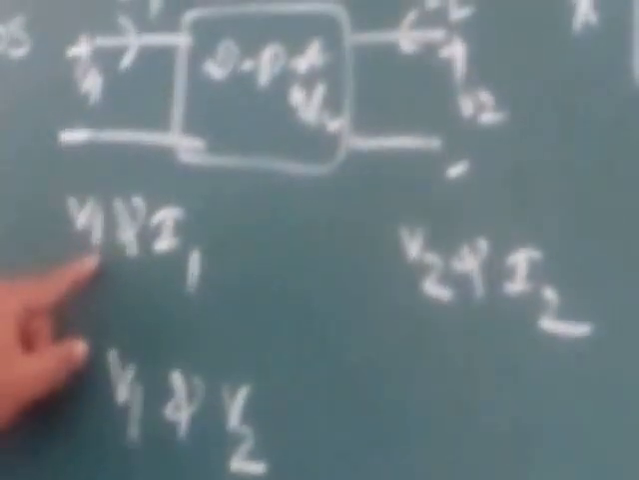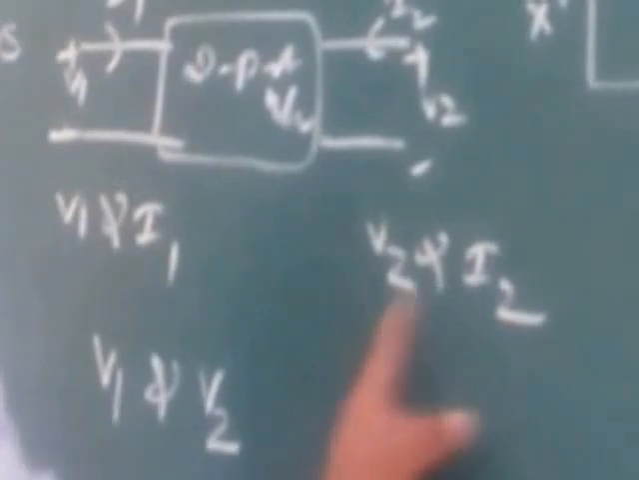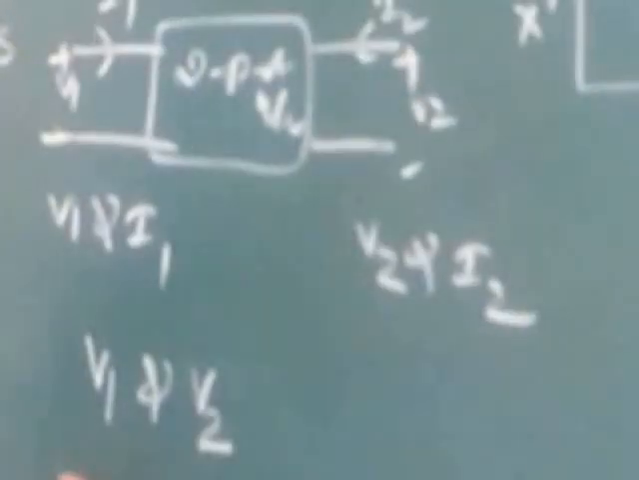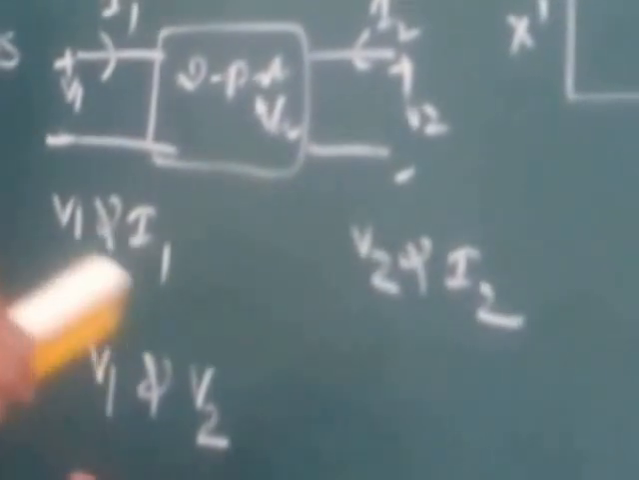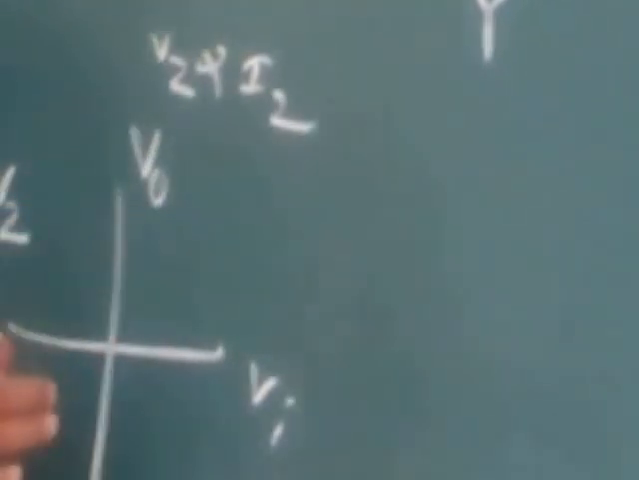So input characteristics means the graph is between two input variables. Output characteristics means the graph is between two output variables. Transfer characteristics means since the transferring can be done from input to output, one input variable and one output variable are required. In general, we will take the input signal Vi on the x-axis and the output signal V0 on the y-axis. For this, I will give one transfer characteristic equation. Depending on that, we have to draw the transfer characteristics.